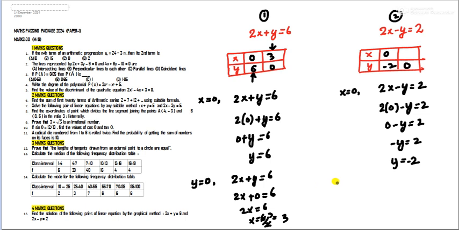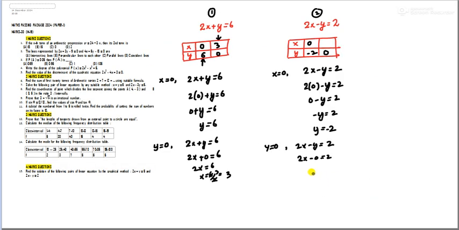Understood, everyone? Now the last, take y as 0. So 2x minus y is 2 becomes 2x minus 0 equals 2. So 2x is equal to 2, so x is 2 by 2, you will get 1. So we have got 4 values. Right?